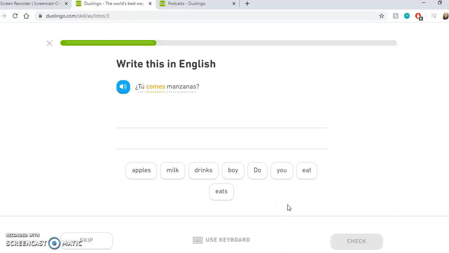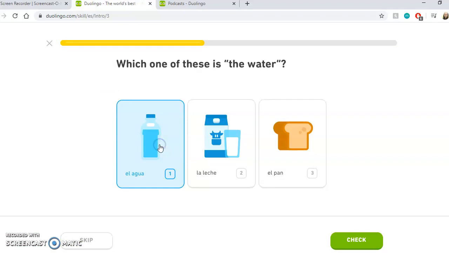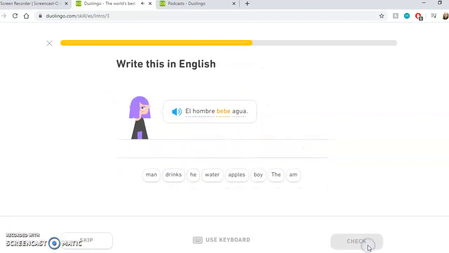Now, one of the things that you can do is if you don't know what comes means, you can see that it's underlined. You can scroll over it and you can see what the word means. Manzanas means apples. Tú means you, so tú comes manzanas, and it's a question, so you're asking, do you eat apples? And there we go. The water is el agua.